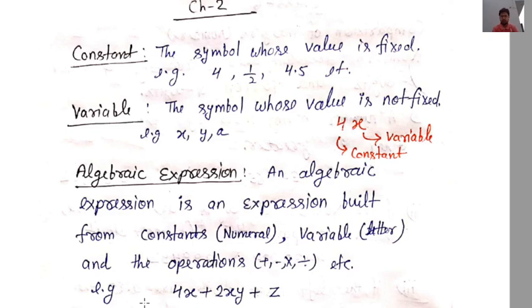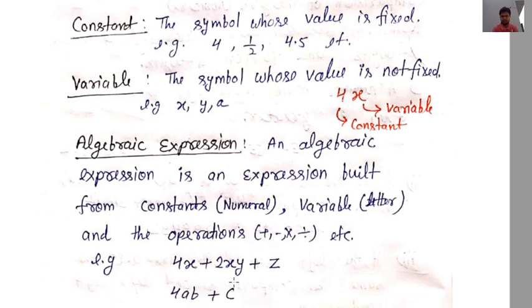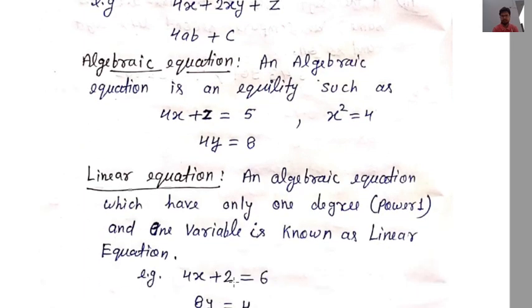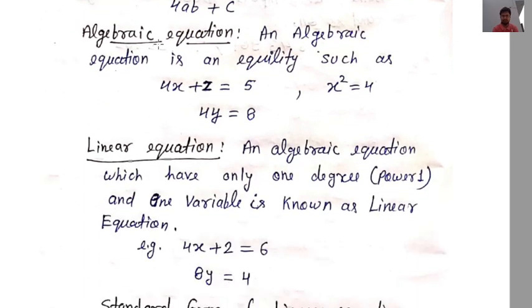Now see more examples of algebraic expressions. Constant, variable, operation plus, constant, variable, variable, operation plus, variable. So this is an algebraic expression. Similarly, we can write another algebraic expression, 4ab plus c. Okay. Now you can see 4ab plus c. This is also an algebraic expression.